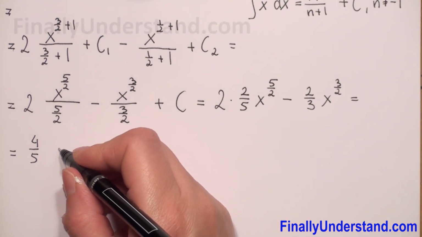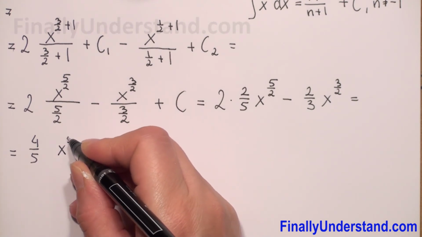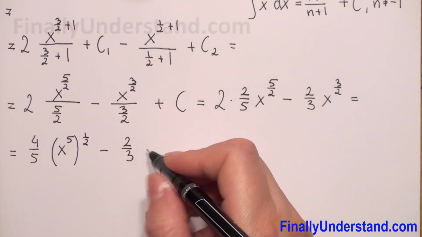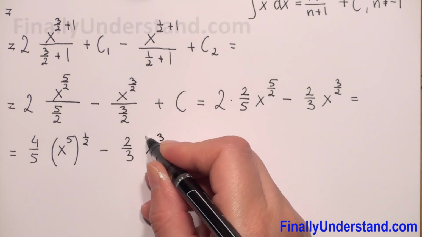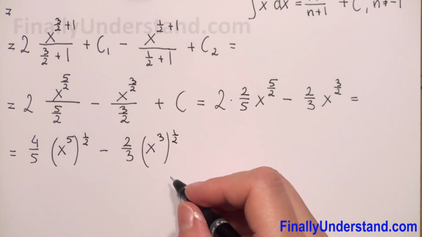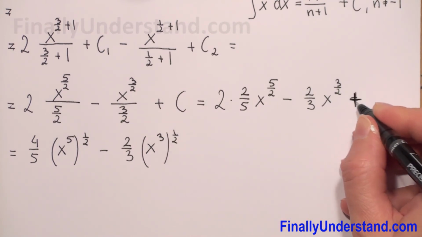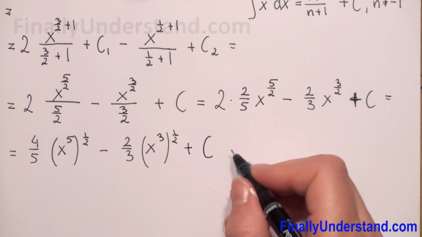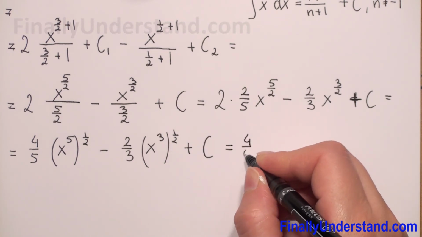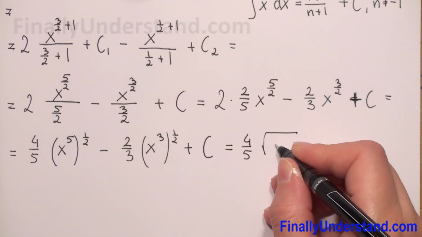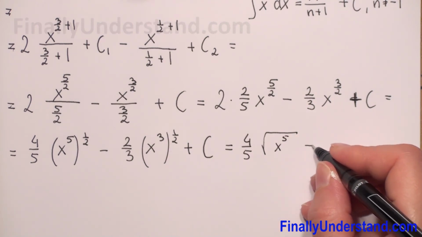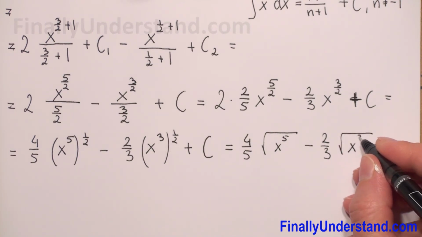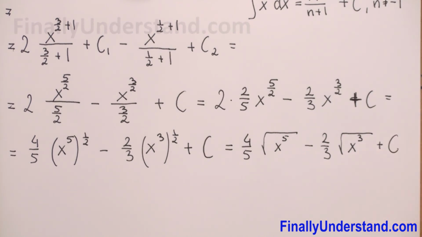So it will be, let me rewrite this first, x to power 5 and everything to power 1/2, minus 2/3 times x to the third power to power 1/2, and I forgot here to put plus constant. We have to add always constant when we have indefinite integral. So this is equal 4/5 square root of x to 5th power, minus 2/3 square root of x to 3rd power, plus constant c. This is my solution.